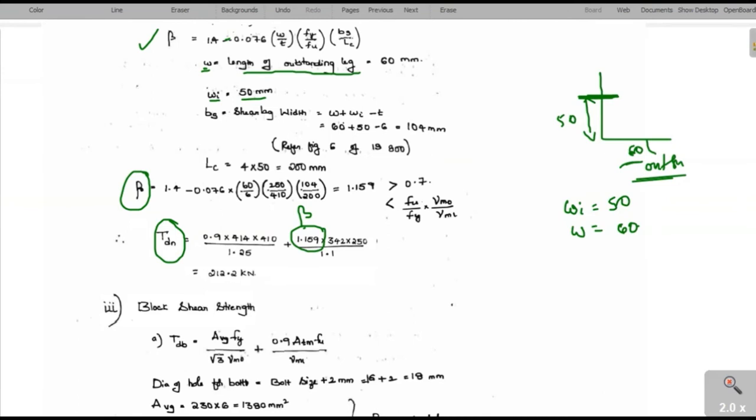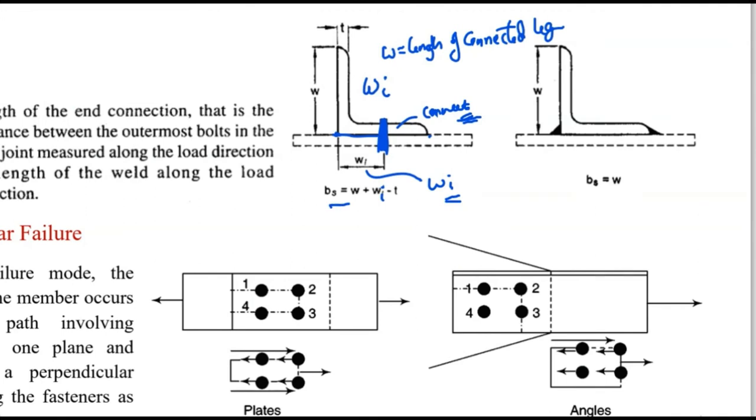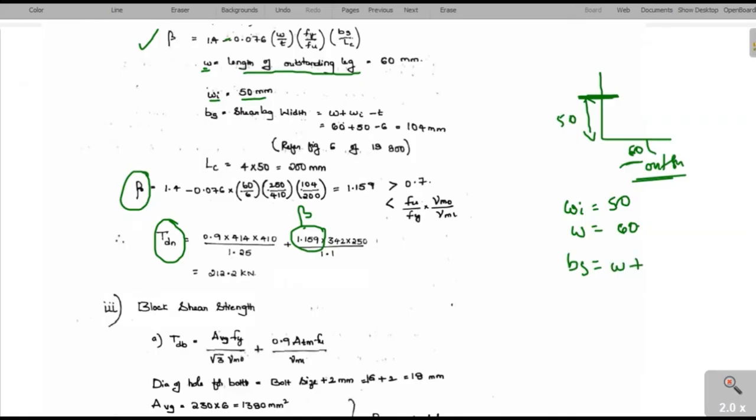outstanding leg width, and Bs in the equation is nothing but, see, for angular section, Bs according to the code is Bs equals W plus Wi minus T. So W plus Wi minus T will give you 60 plus 50 minus the thickness 6. So 104 mm, isn't it? Just refer figure number 6 of IS 800. And Lc is 4 into 50, which is equal to 200.